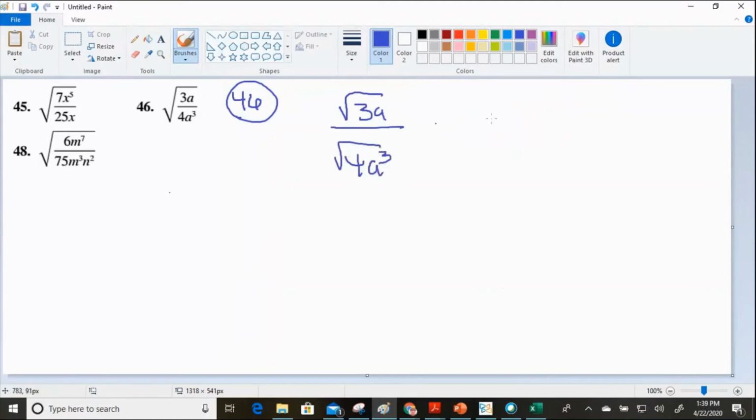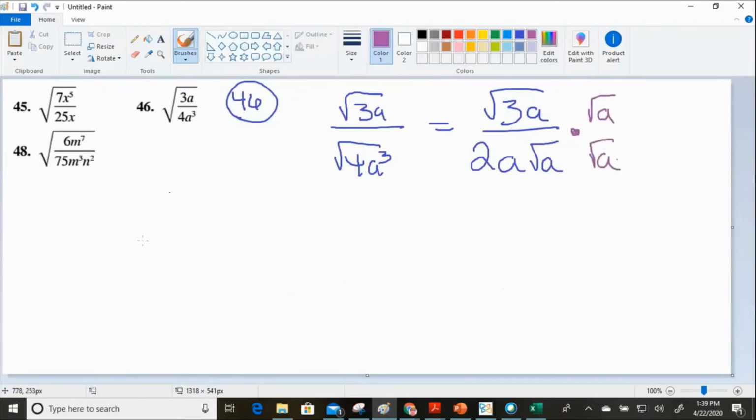Simplify. Nothing on top. On the bottom, yes. Square root of 4 is 2. That splits into a squared times a. Half of 2 is 1. And left with an a on the inside. I multiply by whatever is in the radical on top and bottom. So that leaves me on the top with 3a squared. On the bottom, I have 2a onto a squared.